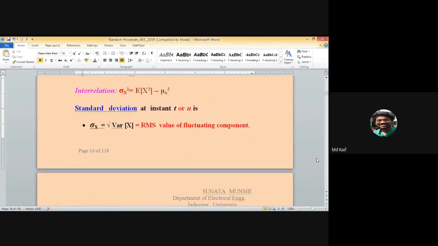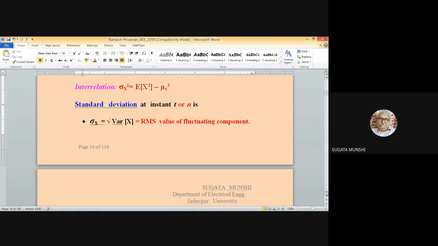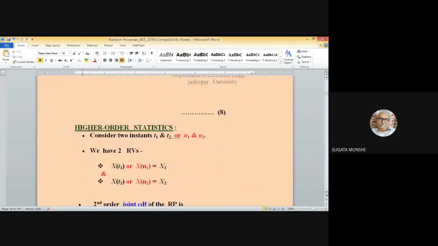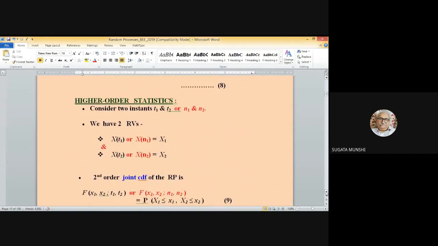Yes, sir. We move on to higher order statistics. Higher order statistics simply means that we will freeze our attention to more than one instant of time or sampling instant. So we will get more than one random variables. Now there will be the joint density function involving these random variables, the joint cumulative distribution function, the moments, etc.